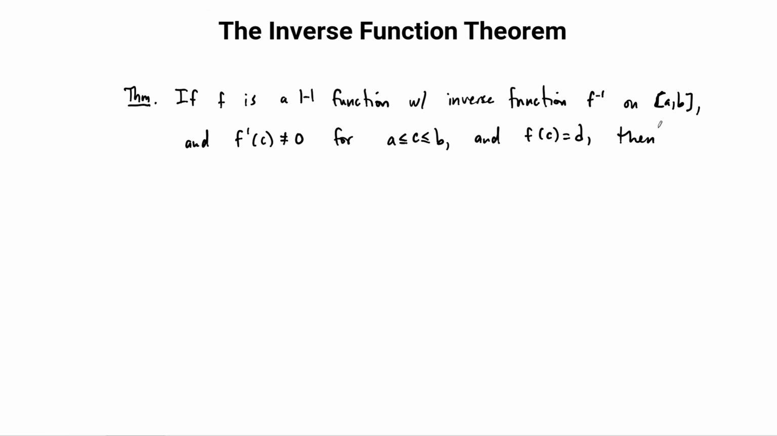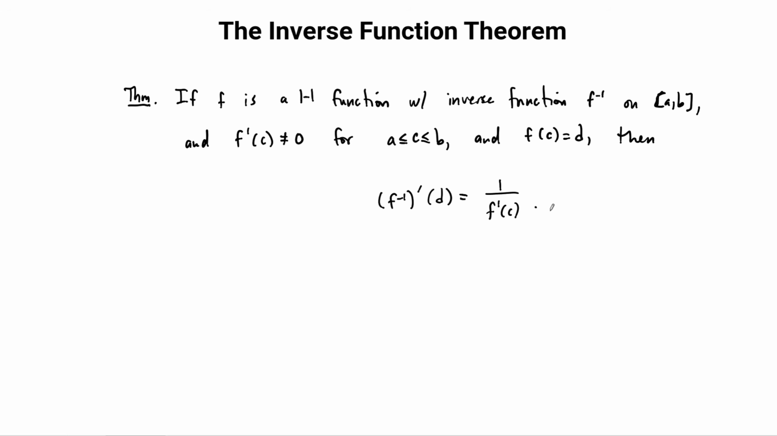The result says that the derivative of the inverse function is defined at d, and that it's related to the derivative of f, the original function, at c. So here's how we read it. f inverse prime at d is equal to 1 over the derivative of f at c. All right, and so there's the inverse function theorem.